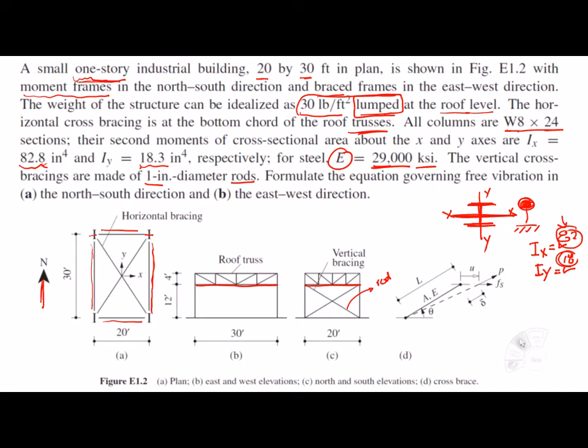So what do we need from this? Here in the example, they said to formulate the equation governing free vibration in the north-south direction and the east-west direction. So we want to write the equation that is governing the free vibration. What is the equation of motion for these two directions, that the system is going to behave in, the north direction and the east direction?